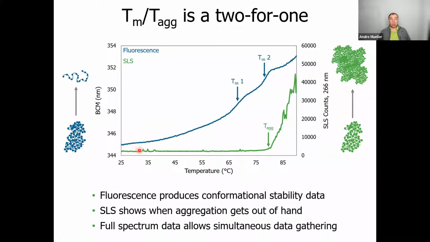At the same time as we're reading our fluorescence, we're also reading our static light scattering. You can see that there is a pretty flat signal until about 80 degrees when it starts spiking. Because static light scattering is a readout of molar mass, we can say that this is the point where aggregation happens, and we define a Tagg. In this specific case, the Tagg happens in concert with the second melting temperature. So Tm2 and Tagg in concert.